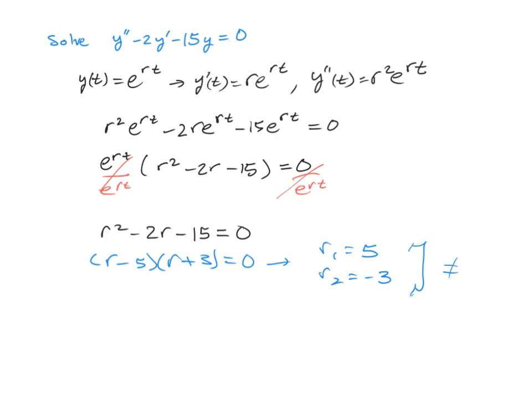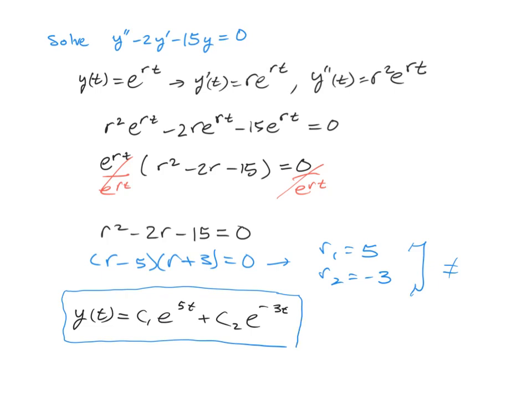So our solution of our problem is going to be y of t equals arbitrary constant c1 times e to the 5t plus second arbitrary constant c2 e to the negative 3t. And again, we can verify that this is a solution by taking the first and second derivative and showing that it makes the original differential equation a true statement. And again, this is the case when you have two distinct real numbers from your auxiliary equation.